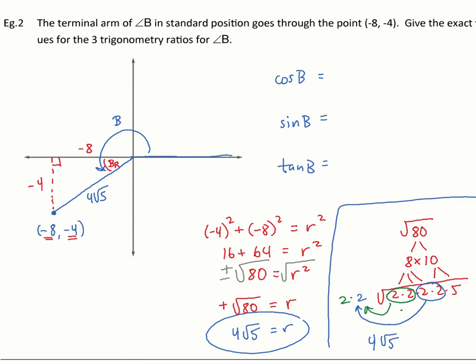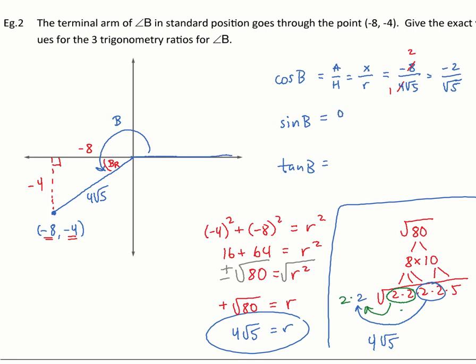Okay, so what does our cos become? Well, cos is adjacent over hypotenuse, or we can think of it as the x side over the r side. No matter how you slice it, it's going to be -8 over 4 root 5, and we can cancel factors. So we can reduce this to -2 over root 5. Now I know the bottom can be rationalized, as you did last year, but we'll just leave it there for now, at -2 over root 5.